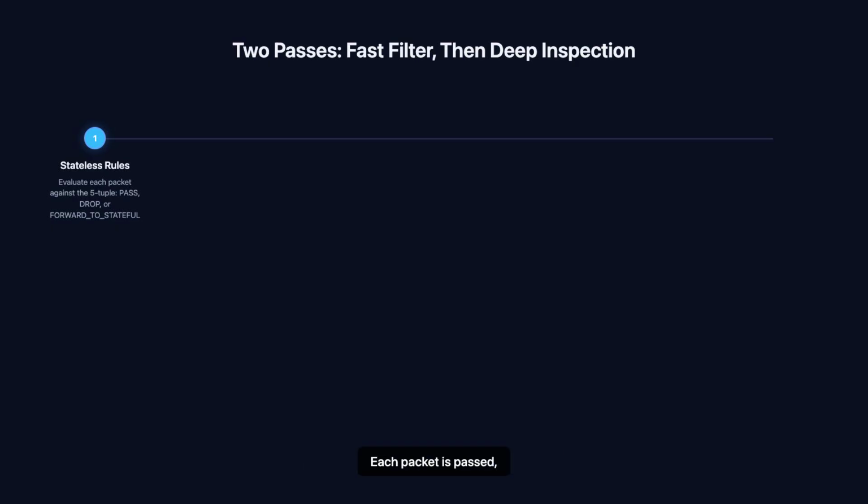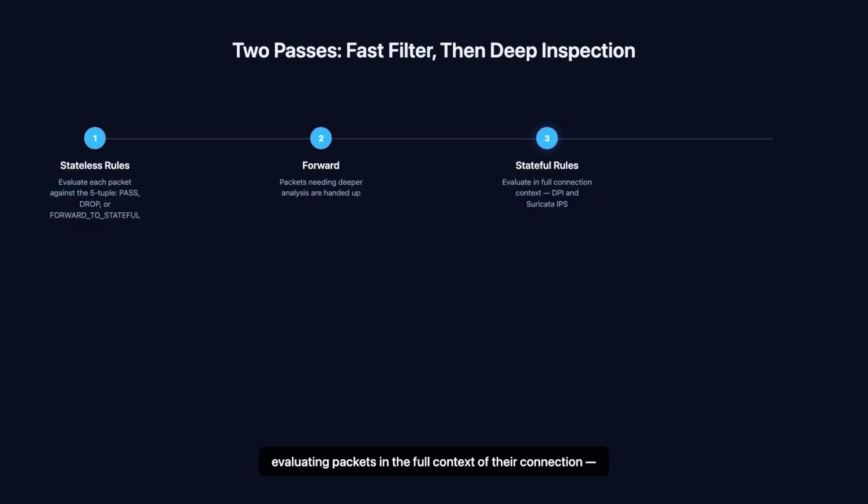Each packet is passed, dropped, or forwarded on for deeper analysis. That forward step hands the interesting packets up to the second pass. Now the stateful rules take over, evaluating packets in the full context of their connection. This is where deep packet inspection and the Suricata signatures do their work. And finally an action lands. Allow the flow, drop it, or raise an alert. Fast filter first, heavy inspection second.